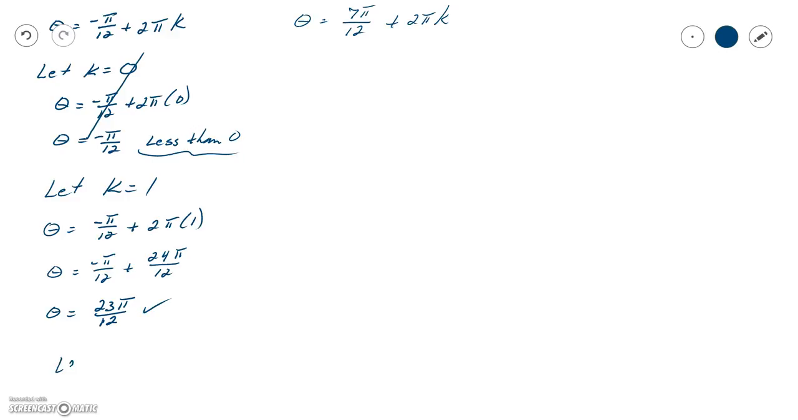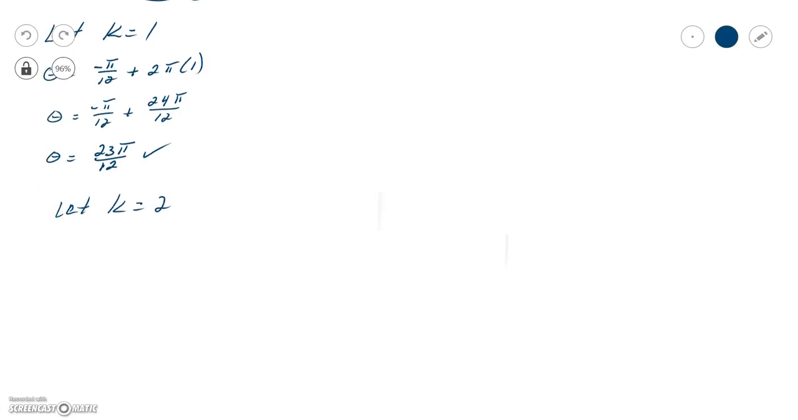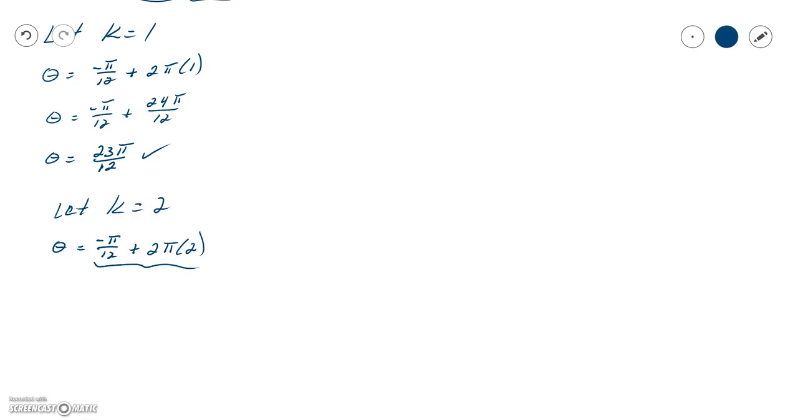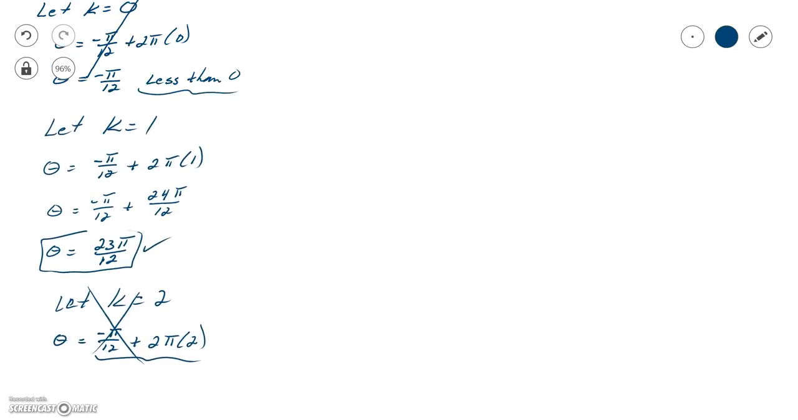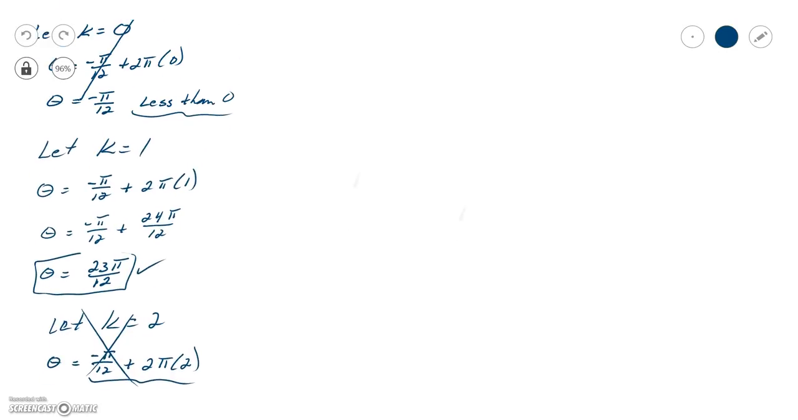Let's see what happens if I let k equal 2. Again, we're going integers here, right? So if k is equal to 2, then theta is going to equal negative pi over 12 plus 2 pi times 2. That's plus 4 pi. Well, again, common sense here. I can think about this and say, okay, 4 pi plus a negative pi over 12 is going to be way over 2 pi. So I don't need to count that one either. So here, I got one answer of 23 pi over 12. The other two were outside the range.